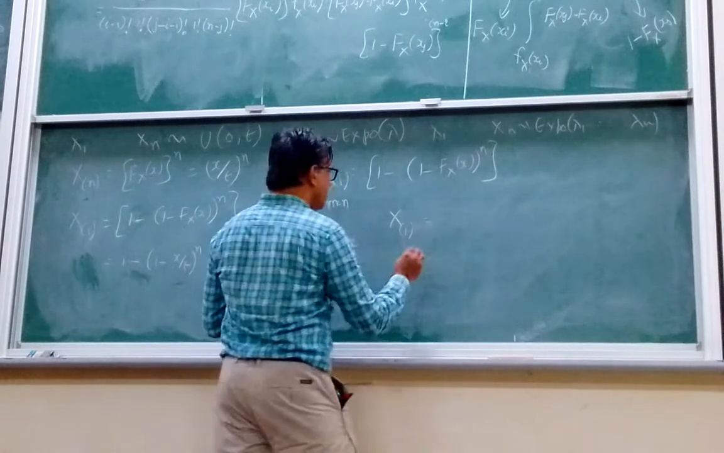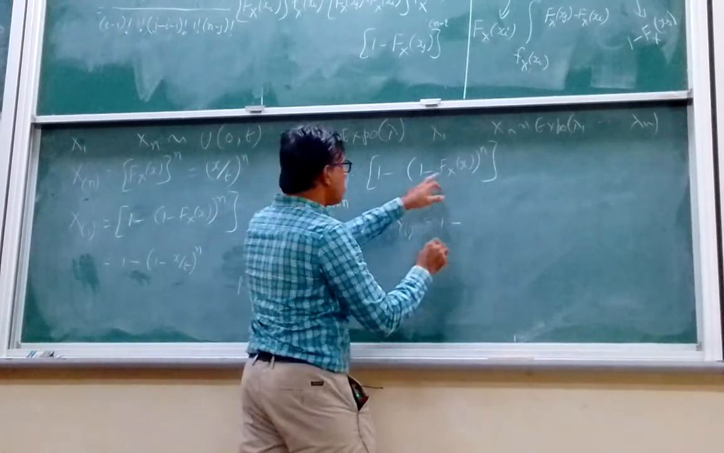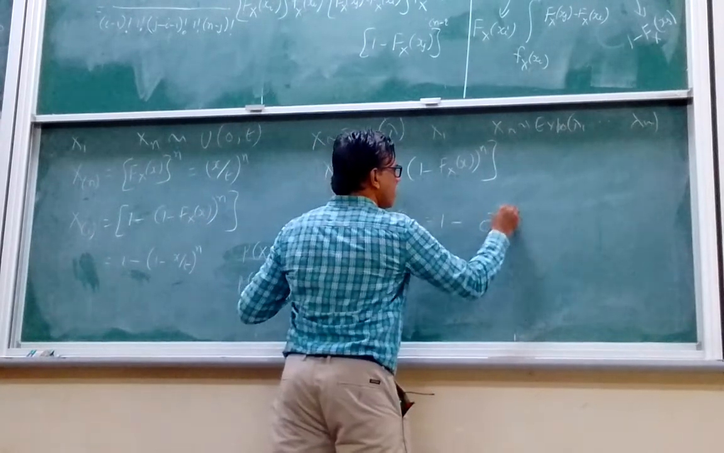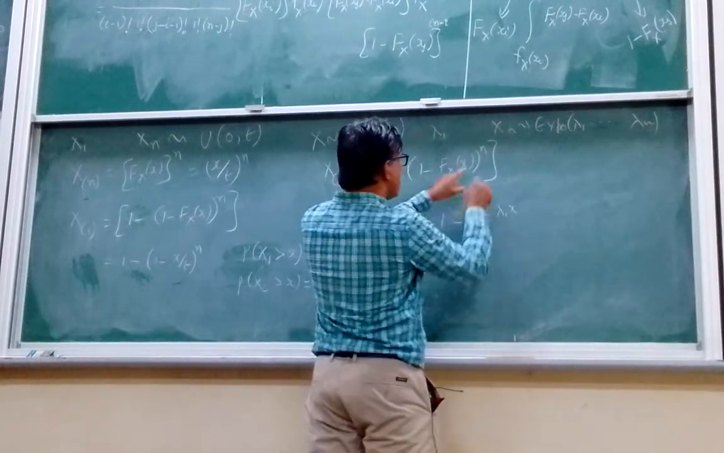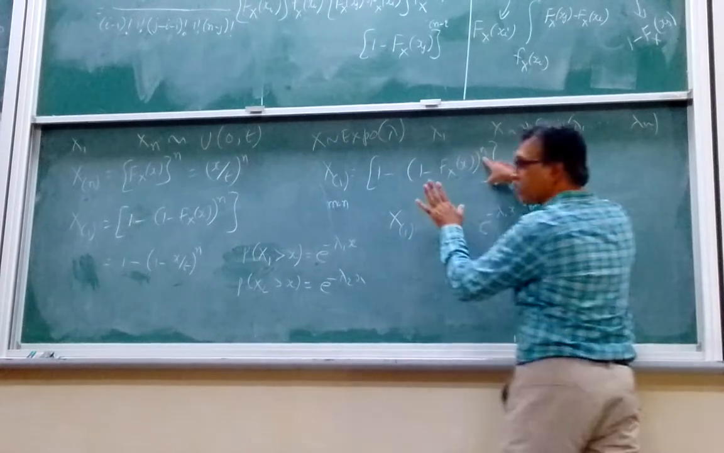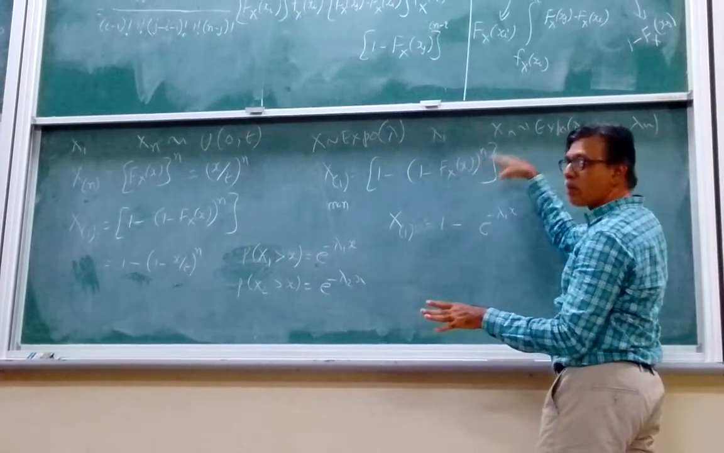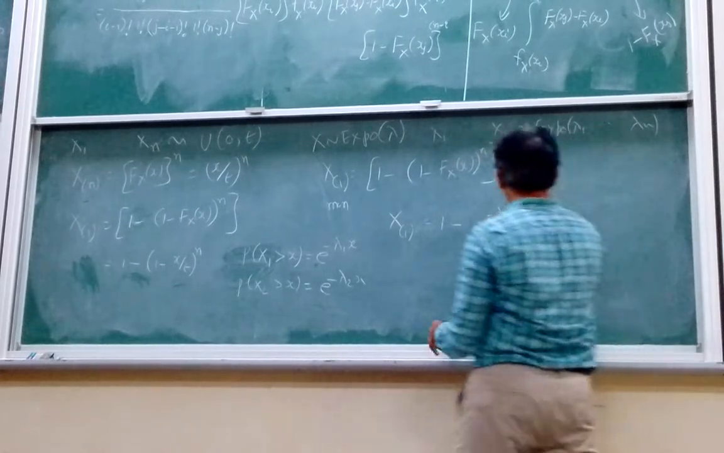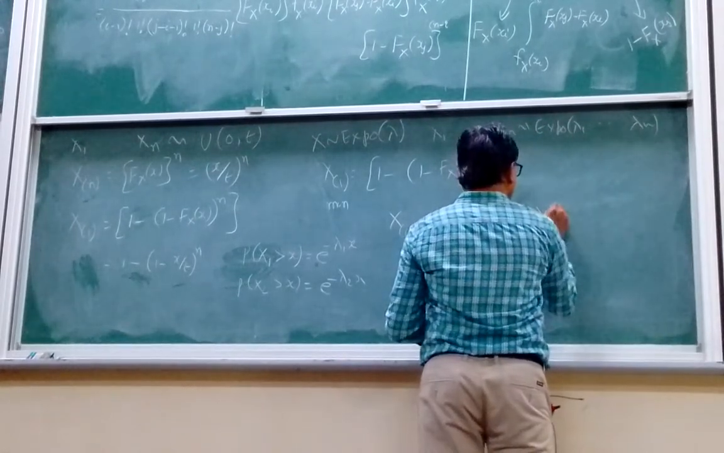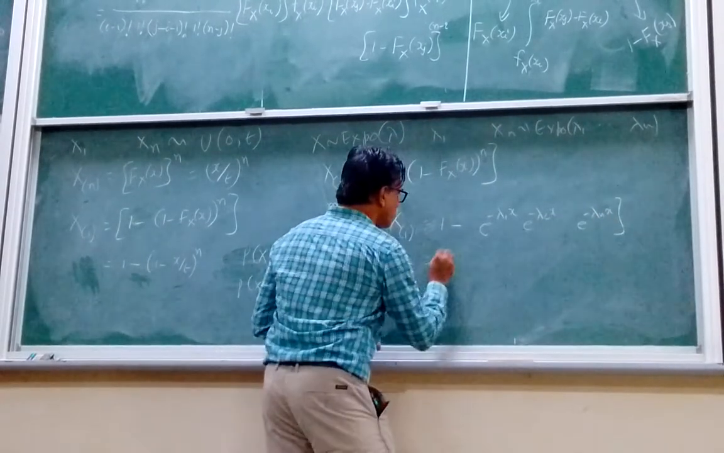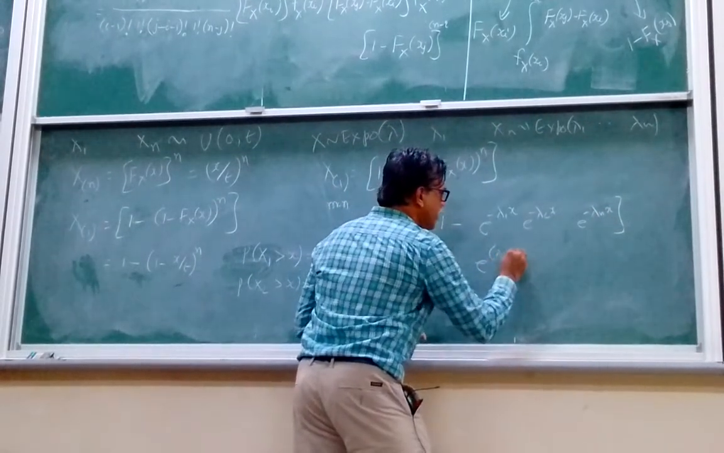So that is nothing but 1 minus, 1 minus F_X(x) is what this one is, e power of minus lambda 1 x. Okay? But this is when they are all identical. If they are not identical, it will be (1 minus F_X1(x)) into (1 minus F_X2(x)) and so on. Like that. That is equal to 1 minus e power of minus (lambda 1 plus lambda 2) x.